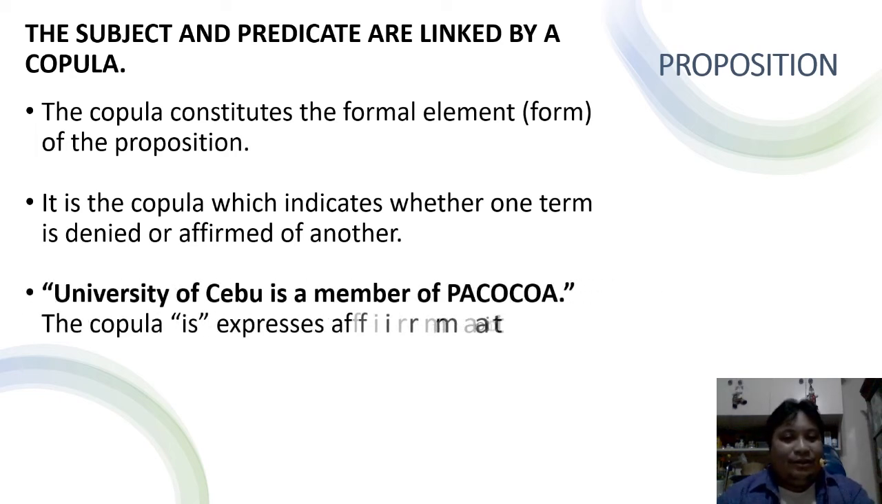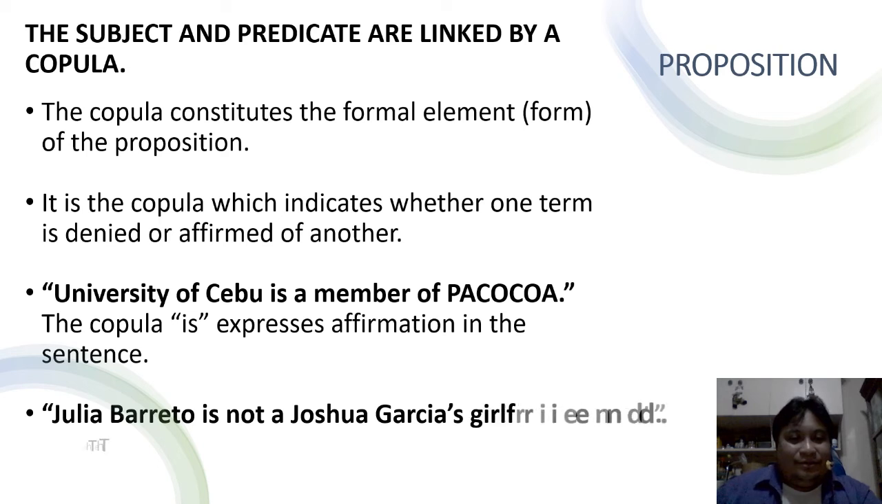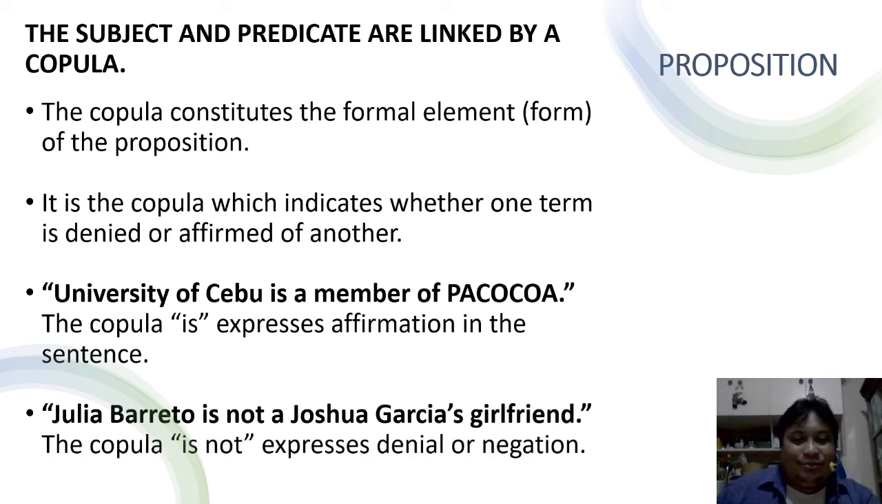For example, University of Cebu is a member of PACUCOA. The copula is. From there, it expresses affirmation in the sentence, because both the subject and predicate directly agree with each other. So that is affirmation. But on the other hand, Julia Barretto is not Joshua Garcia's girlfriend. The copula is not expresses denial or negation. Why? Because the subject and the predicate do not agree with one another. Therefore, the proposition here is considered negative.